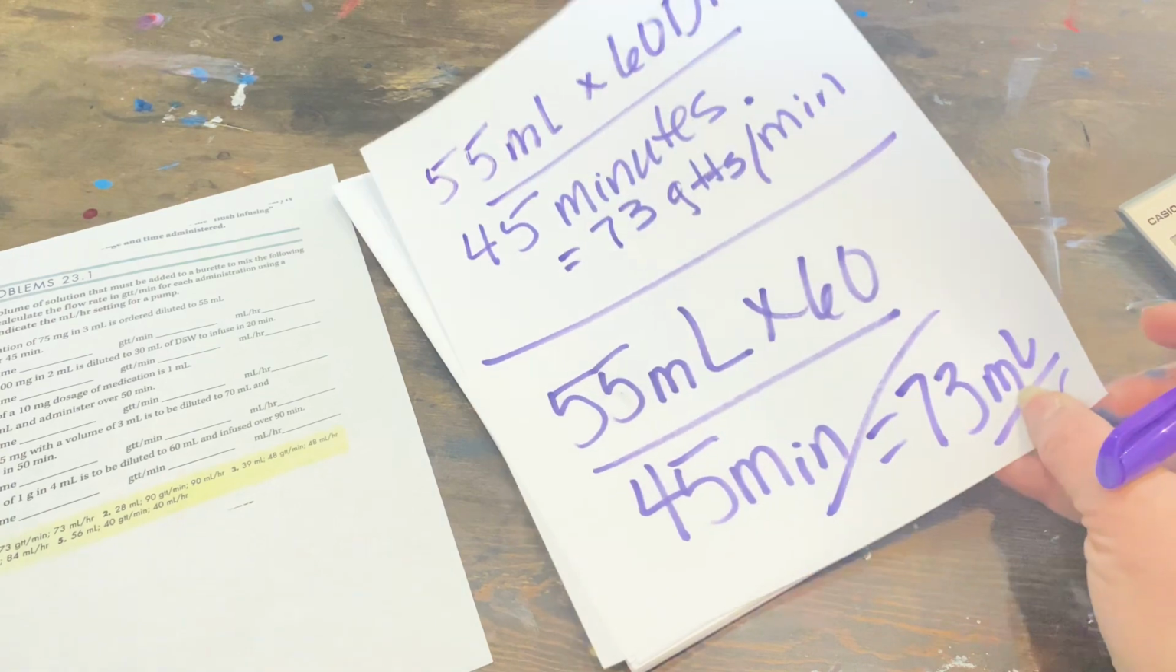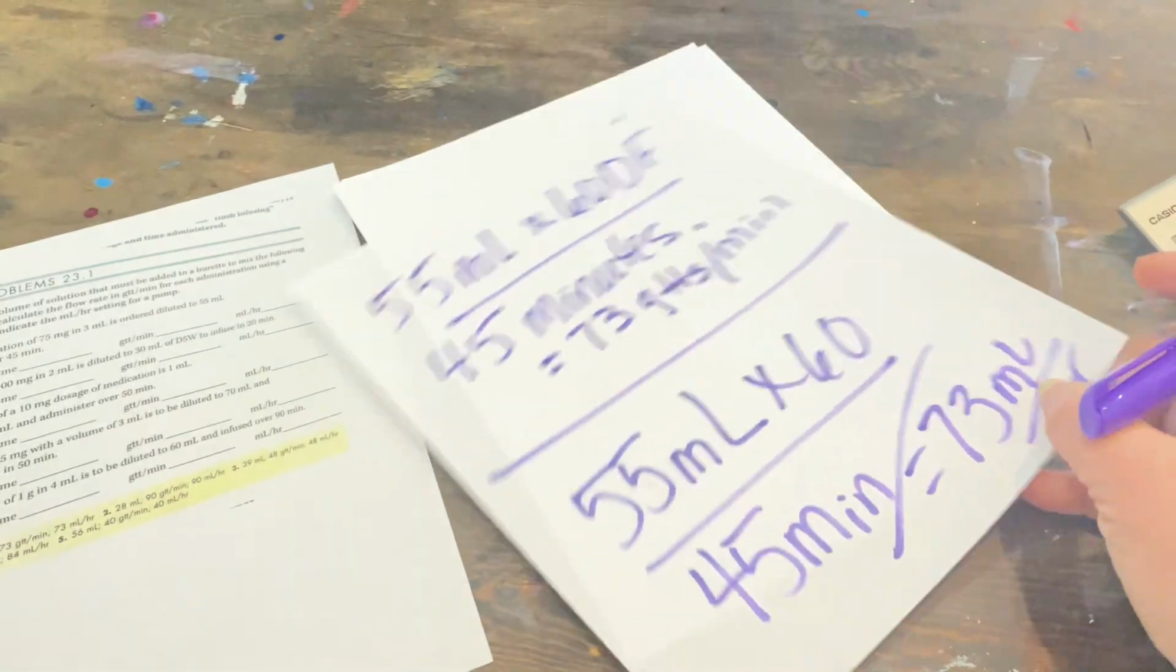All right, and see, 73 milliliters per hour. Okay. You may be rusty on that, but get rid of your rust.